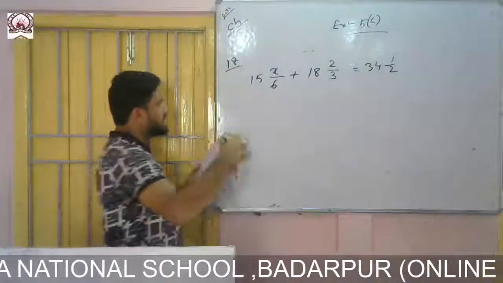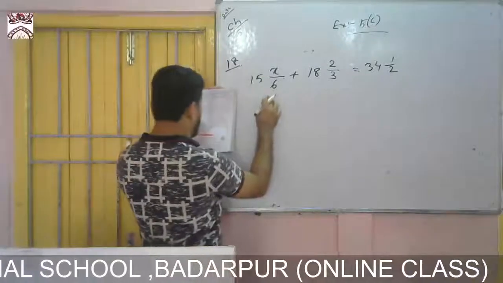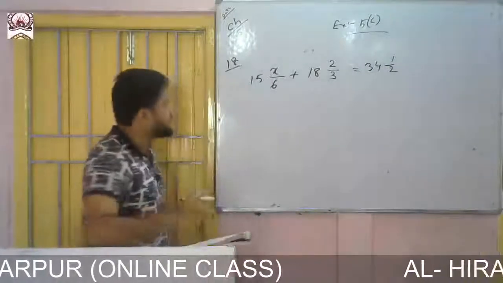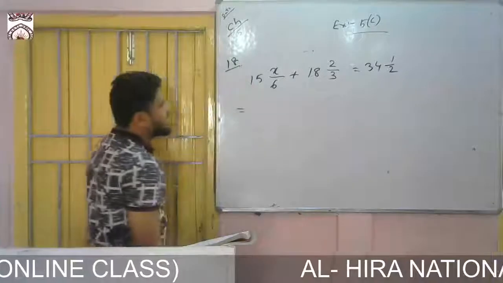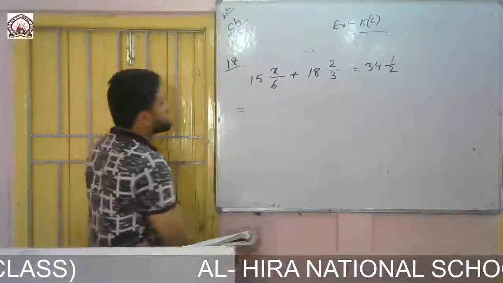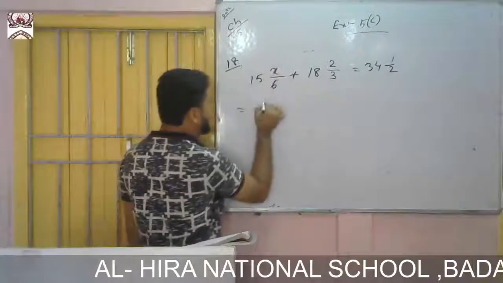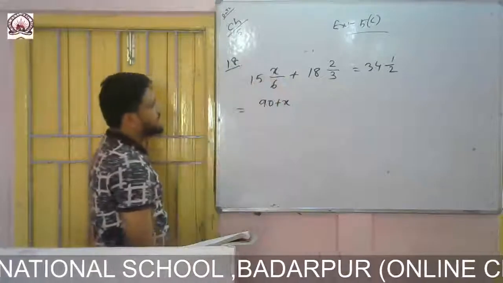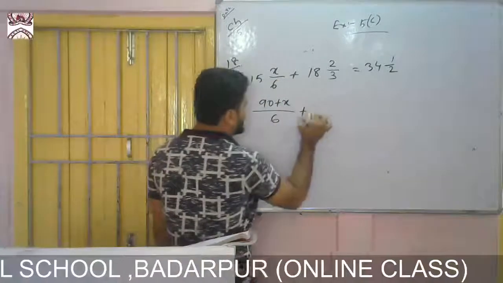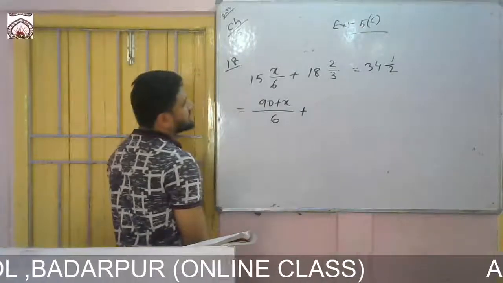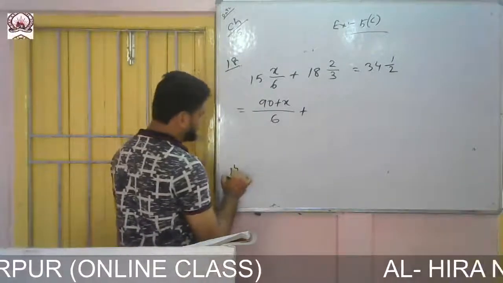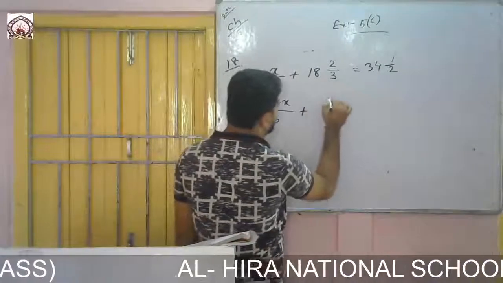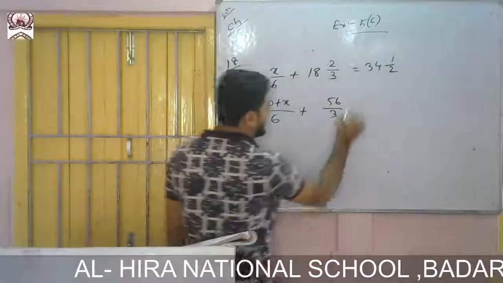Let me check once. 15x by 6, 18 2 by 3, 34 1 by 2. Okay, so now you solve. First you solve this one, you break it. 18 into 3 is 54, plus 2 is 56. So 56 by 3.